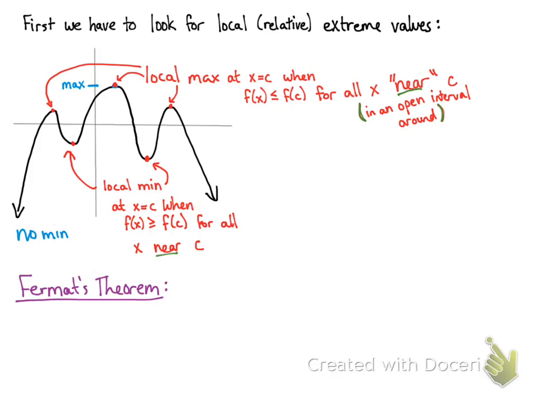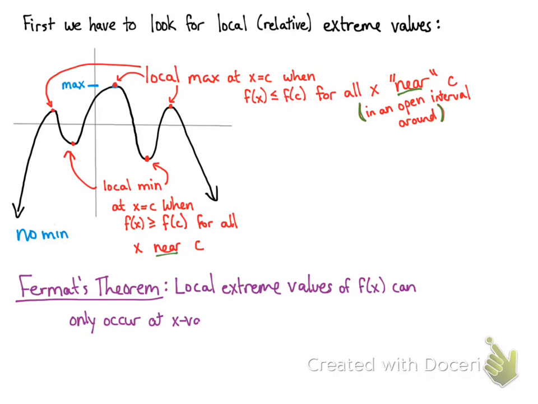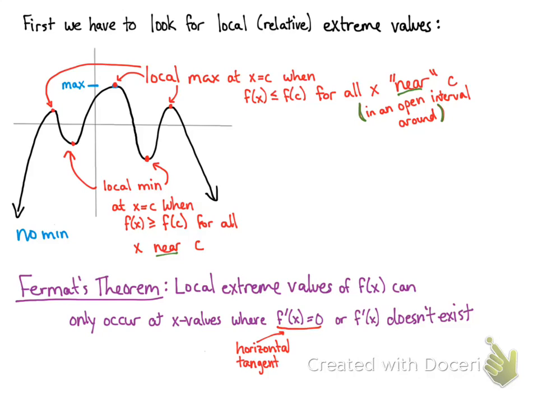One thing you may notice is that all of those that I've drawn here are places where the tangent line would be horizontal. And Fermat's theorem is a general statement. Local extreme values can only happen when the derivative is 0 or the derivative doesn't exist. Those are the only possibilities. Notice derivative equals 0 means the slope of the tangent line is 0, so that's a horizontal tangent line, like so. F prime doesn't exist means there's a corner or a discontinuity, or a vertical tangent line, but in that case you wouldn't have an extreme value.